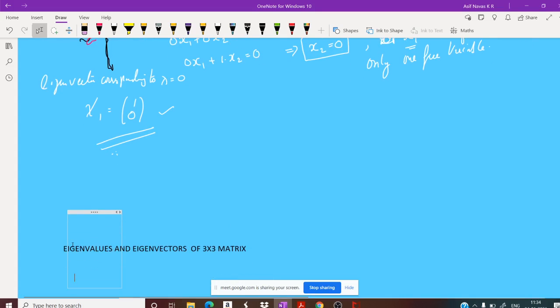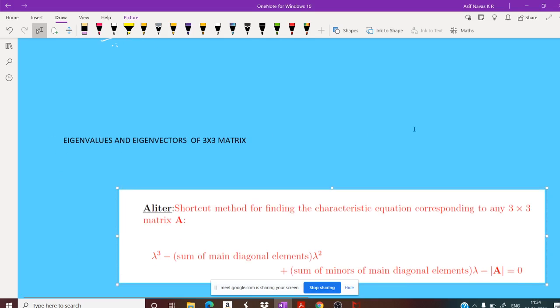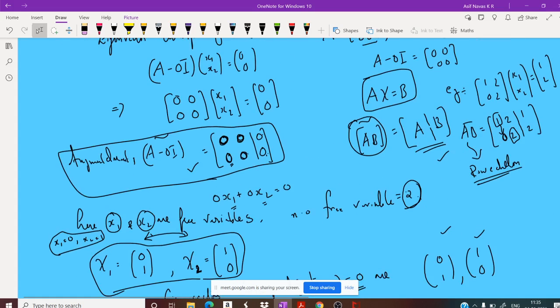So we can do eigenvalues and eigenvectors of a 3 by 3 matrix next. So we will do one more problem. Okay. So any doubt? Any doubt?